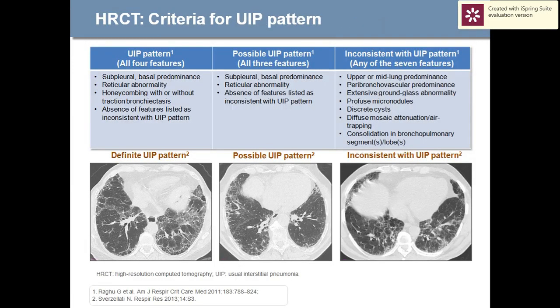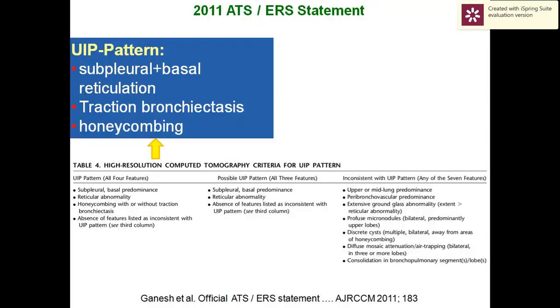A UIP pattern in high resolution CT scan is diagnostic and there is no need for lung biopsy. Subpleural basal predominant reticular abnormality, honeycombing with or without tractional bronchiectasis, and absence of features listed as inconsistent with UIP pattern. This is by the radiologist. It is IPF, no need for biopsy.